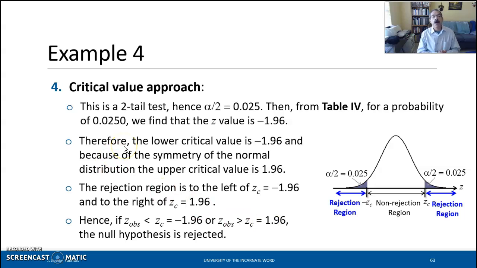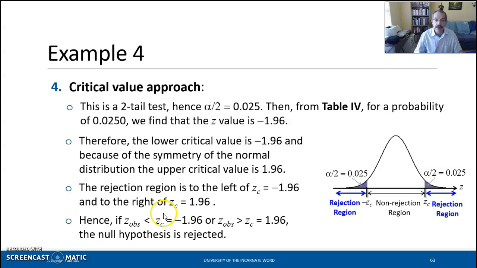All right, so let's then use the critical value to find the rejection region. This is a two-tailed test, so we divide alpha by 2, so that's 0.025. Then using this probability, we go into table 4 and look for the probability of 0.025, and we find that the z-value is minus 1.96. So this is the critical value on the lower side of the distribution. Now, using the symmetry of the normal distribution, we know that the upper critical value is just the same value but positive, so 1.96. So the rejection region is to the left of minus 1.96 and to the right of 1.96.